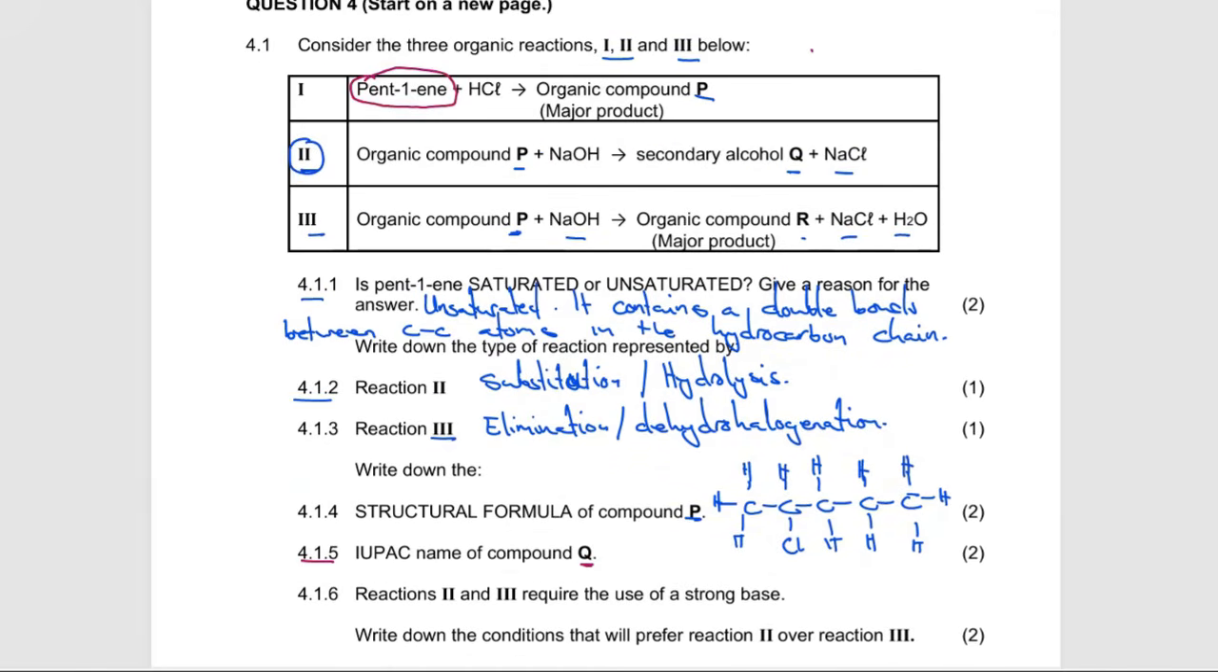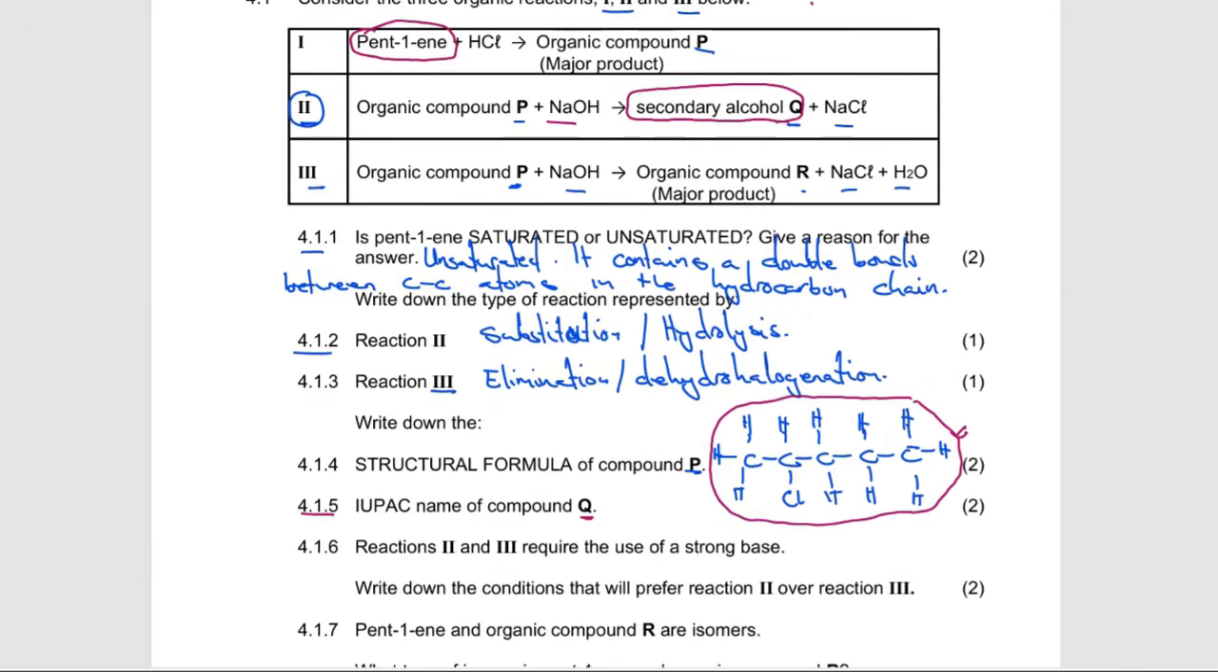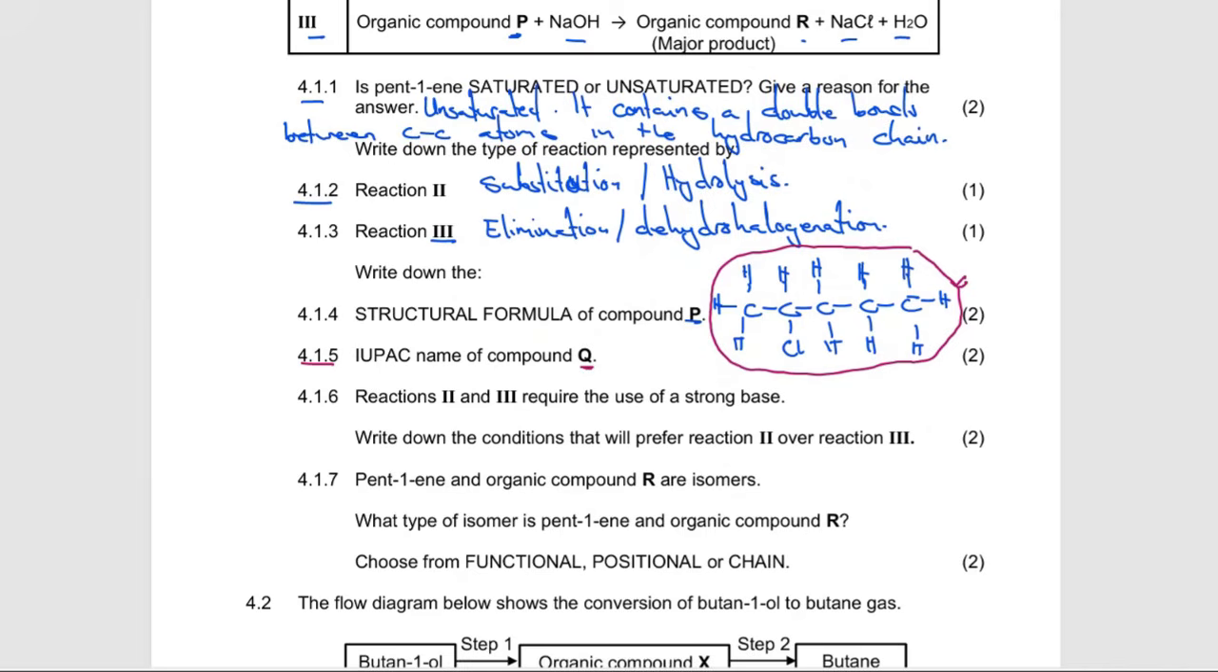Then moving on to the next question, it says the IUPAC name of compound Q, right? So Q is a product in reaction number 2, which is an alcohol, right? We're having this reactant there, which is our organic P. If I can put maybe a circle around it so that you can see it. What does it react with? It reacts with sodium hydroxide to form a secondary alcohol, right? So now we are asked for the IUPAC name of the secondary alcohol. Take note, this is not going to change the number of carbons. It will remain the same, right?